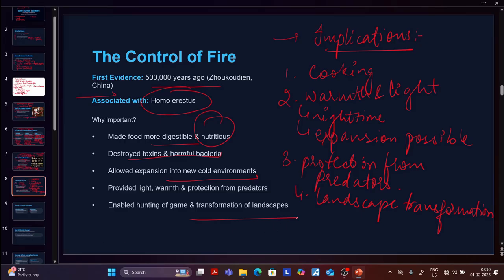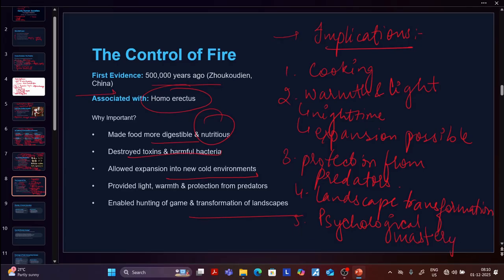Fifth, we have psychological mastery. Perhaps most subtly but importantly, controlling fire represented mastery over nature. Early humans are not simply inhabiting their environment passively, they are manipulating natural forces, bending nature to their purposes. This represents a psychological shift in human consciousness, the sense that nature can be controlled, that humans have power in the world. So, by approximately 1 million years ago, we have hominids with sophisticated stone tools and controlled fire use.